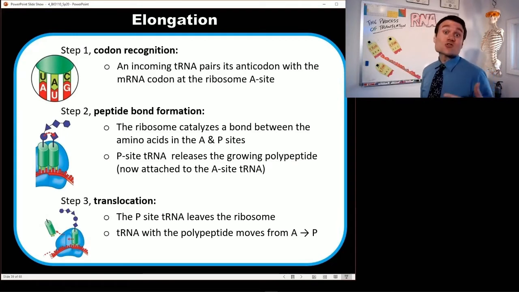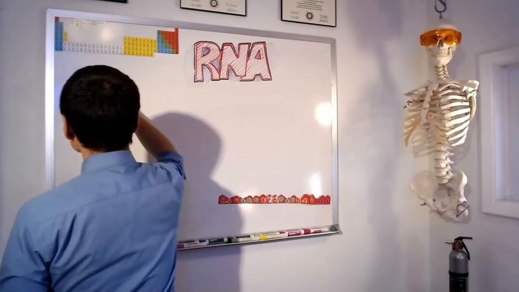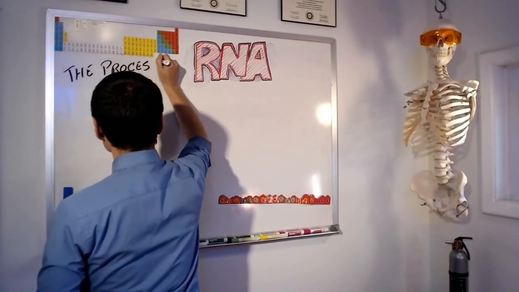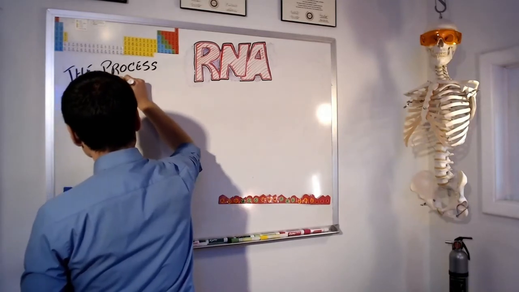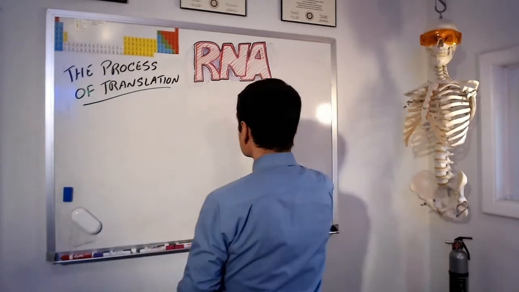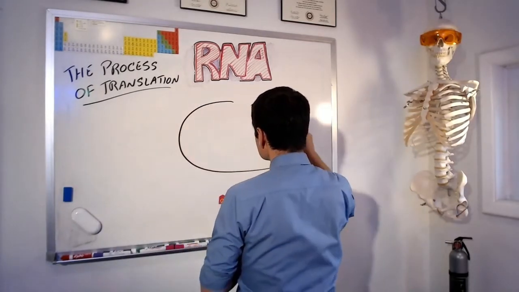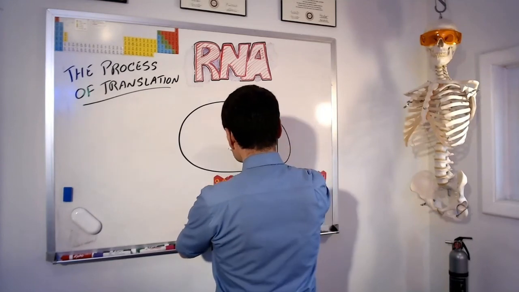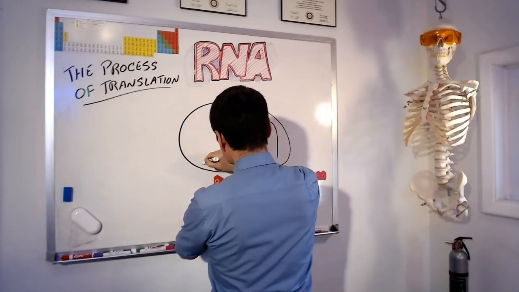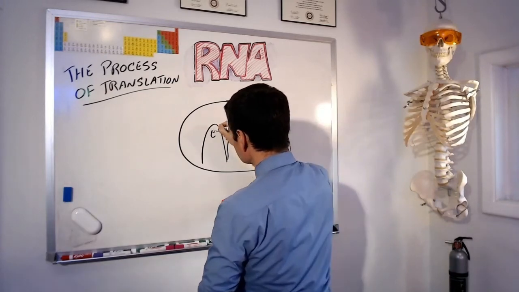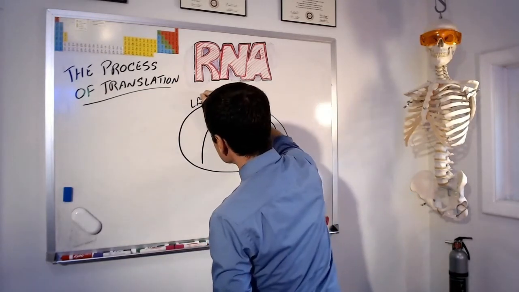So enjoy this. The process of translation requires that several different components are going to come together. The large ribosomal subunit and the small ribosomal subunit. The large ribosomal subunit has 3 sites on it. These are the A, P, and E sites. New tRNAs enter through the A site, move to the P site, and then exit through the E site.